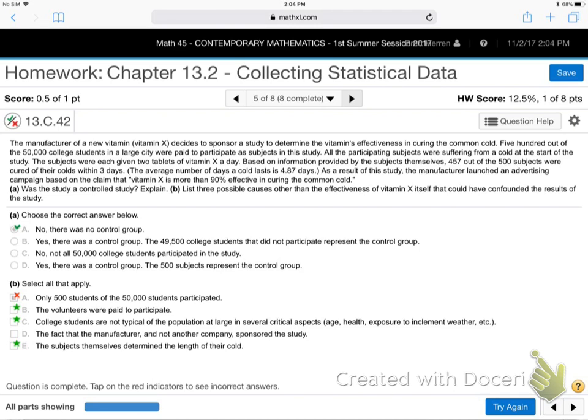All right. So here we go. A manufacturer of a new vitamin decides to sponsor a study to determine the vitamin's effectiveness in curing the common cold. Now, you guys want to be wise consumers, right? This is the information age. Here is a great example of becoming a wise consumer. That's why it's my favorite chapter. It's very practical. So here we go. They're doing a study, and I want you guys to be critical observers. Start thinking about some of the things we've talked about.